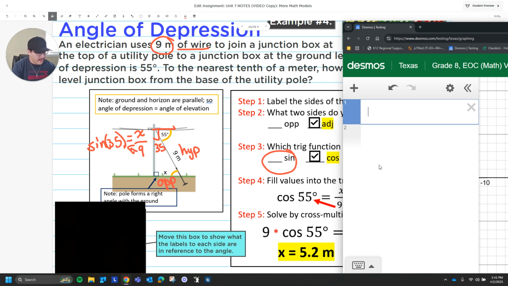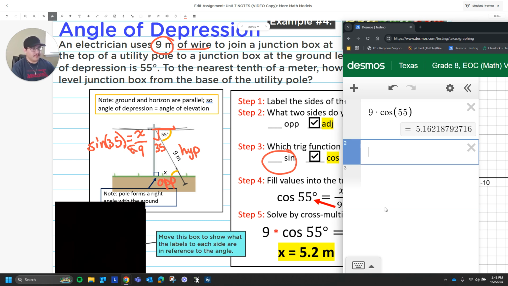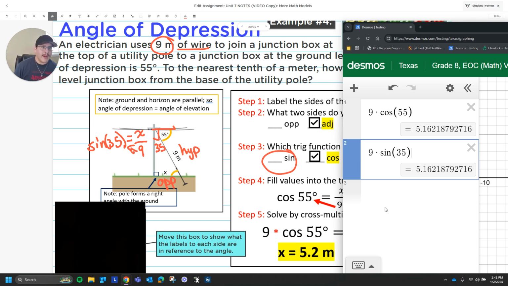Previously, we did 9 times the cosine of 55, and we got 5.162, or 5.2. We're now going to do 9 times sine of 35, and we get the exact same answer. Okay, so this is what I was talking about earlier in the lesson. There are multiple ways of getting the exact same answer.